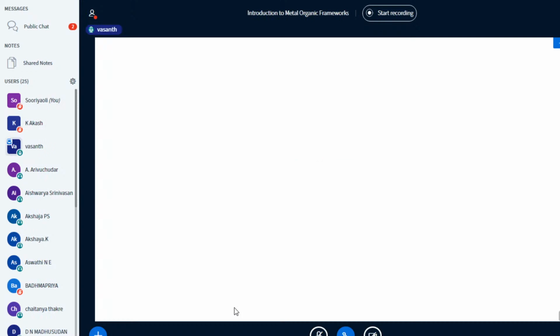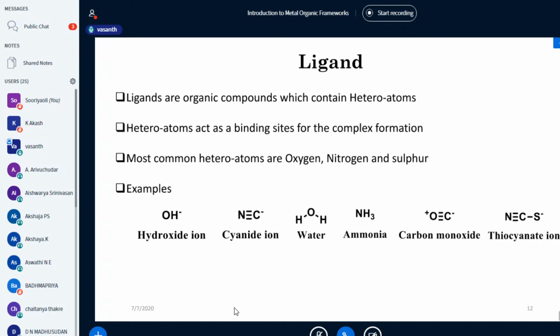Organic is the ligand part. The ligands are made up of organic molecules. Ligands are organic compounds which contain heteroatoms. The heteroatoms act as the binding sites to form the metal complexes. These can otherwise be termed anchoring sites, in which these heteroatoms function as an anchoring site and then bond to the metal centers. The most common heteroatoms present in ligands are oxygen, nitrogen, and sulfur.